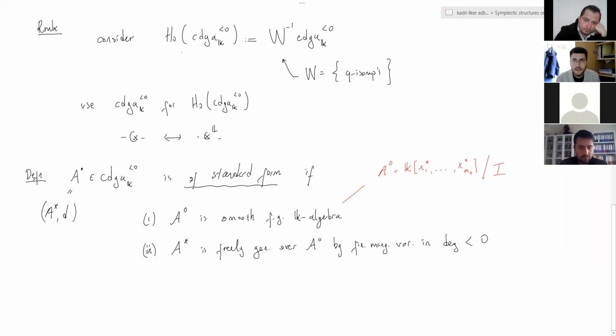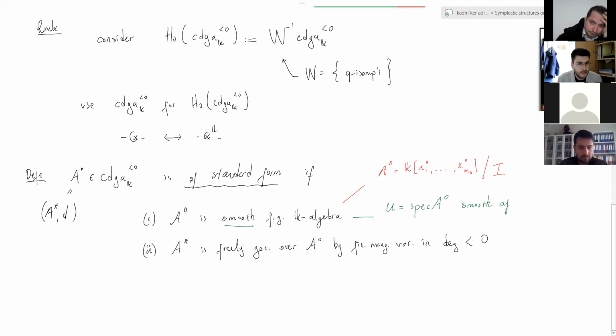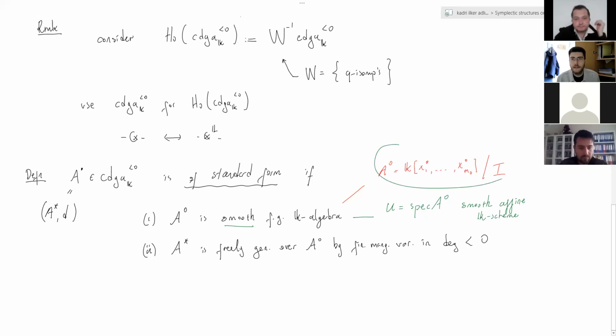But geometrically, remember, what does it mean by saying smooth? If you look at the corresponding geometric object by looking at the spec of this A0, this is a smooth affine K-scheme. Okay, this is the meaning of this definition. So algebraically, this is something like this and this. What about condition 2? Condition 2 is more or less clear.